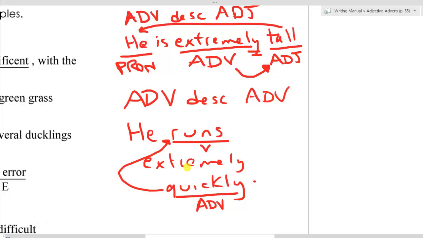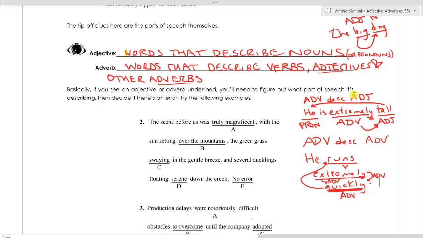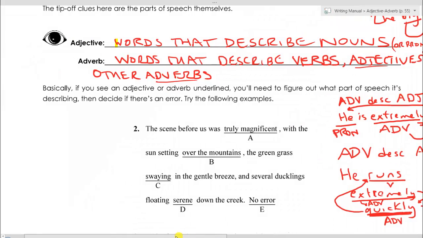He runs quickly. But then we have this second adverb, this second ly word, that extremely, comes in and modifies this quickly. This extremely is answering the question, how quickly does this guy run? So this is one adverb modifying this other adverb. Extremely quickly, again, is an example of one adverb modifying another adverb. So keep in mind that adverbs can describe verbs. That's the most common situation, but they can also describe adjectives and other adverbs.